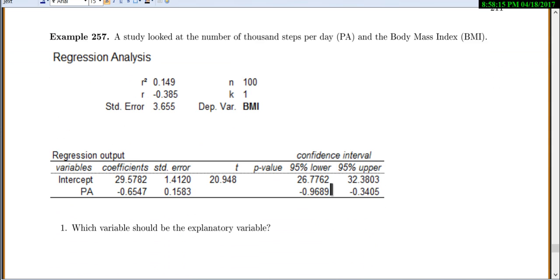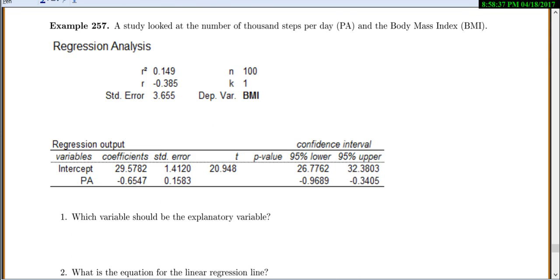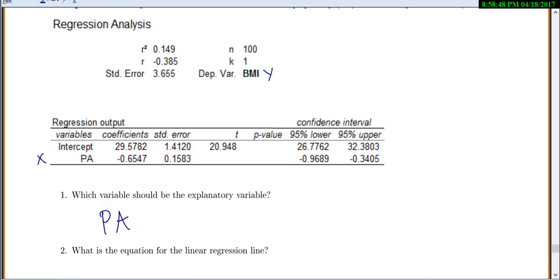Let's try our next example. This one's going to pull together everything that we've learned in the last 3 sections. So a study looked at the number of thousands of steps per day, PA, and the body mass index. You can see here our dependent variable is body mass index, so that's my y, and PA must be my x. So first of all, what variable should be the explanatory variable? Well, you can tell that just by looking here. You always put the y variable here and x here. So that means PA is our explanatory variable.